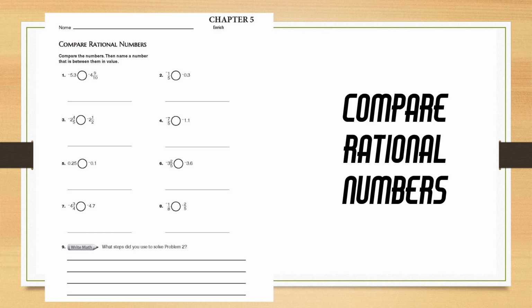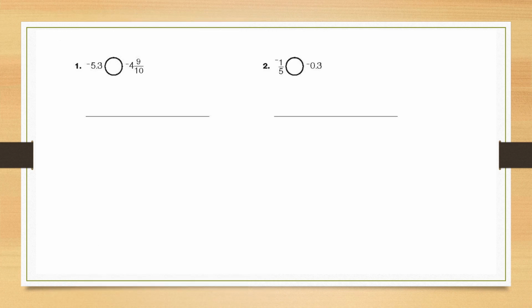Compare rational numbers. Compare the numbers, then name a number that is between them in value. Question number 1. -5 and 3/10 compares to -4 and 9/10. To make this an easier comparison, I am going to change -4 and 9/10 to a decimal.